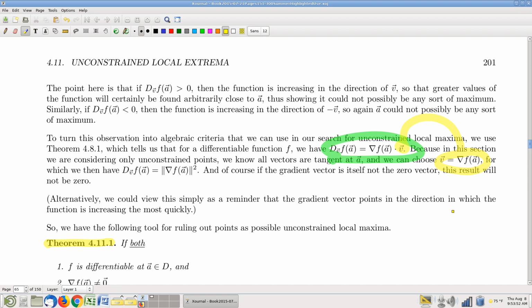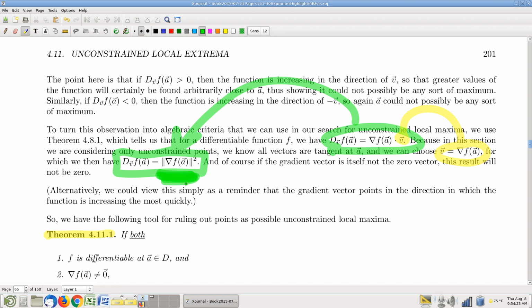So wherever you are in the interior, just make the choice. I'm going to, from that point, start moving in the direction of the gradient vector. This formula here turns into this. And I see that I get a positive value for the directional derivative. The function's increasing. This couldn't possibly be a maximum. And in the vast majority of cases, most of these points I can therefore eliminate. Definitely not maxes.